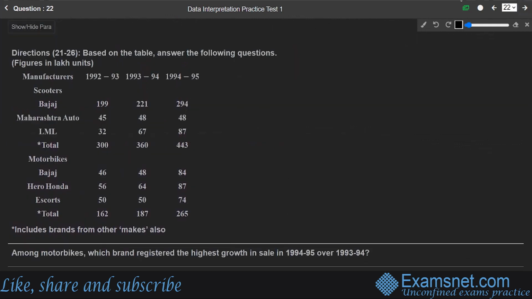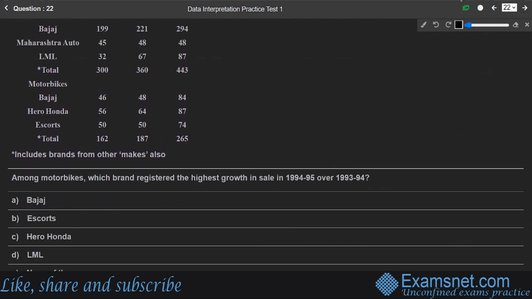Now for the same data, he's asking: among motorbikes, which brand registered the highest growth in sale in 94, 95 over 93, 94? So we have to compare these data to find where there has been the highest increase. Okay, so let us compare.